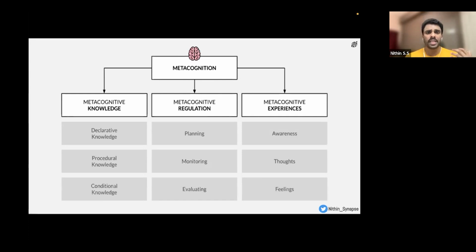And then there is procedural knowledge. So procedure is something we follow to execute, right? So this comes with your strategies. And then conditional knowledge is knowing how to use this domain knowledge and strategy knowledge. And it's a combination of declarative and procedural knowledge. And it comes with planning. We need to monitor and we need to evaluate.